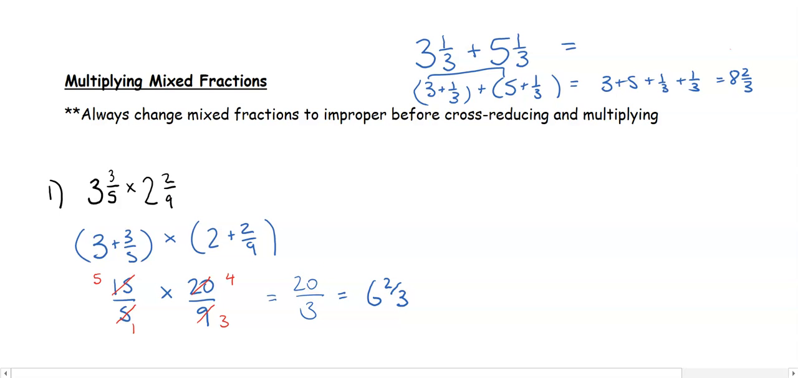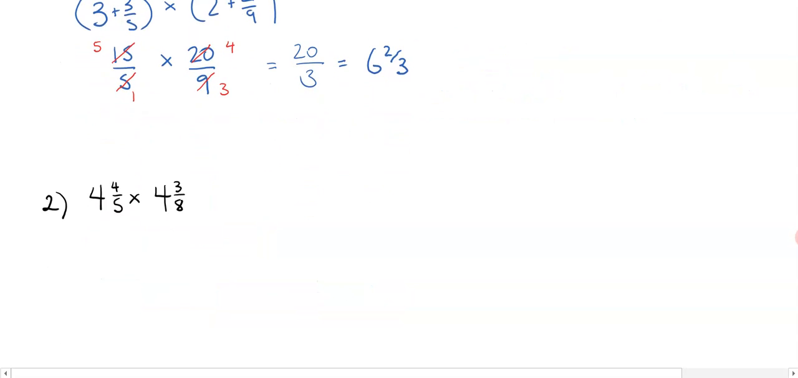All right, let's try another one. 4 4/5 multiplied by 4 3/8. So we must change to improper. 4 groups of 5 is 20. 20 added to the 4 is 24/5. Multiplied by 4 groups of 8 is 32. 32 plus 3 is 35/8.